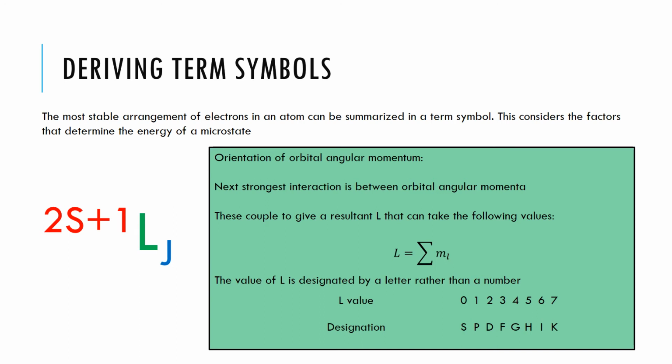We've also got to take into account the orientation of the orbital angular momentum. And this is the next strongest interaction after the magnetic considerations we took on the previous slide. And these couple to give a resultant L, and what we do is we sum these values for the electrons in the atom, and the value of L is designated by a letter rather than a number. So we will calculate a value of L, but we designate that as a number from 0 to 7 on the numerical scale, and S, P, D, F, G, H, I, and K on the letter scale.